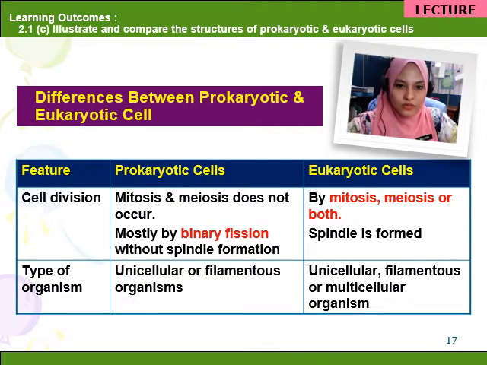Other differences between prokaryotic and eukaryotic cells are in terms of cell division. Prokaryotic cells divide mostly by binary fission, while eukaryotic cells divide by mitosis, meiosis, or sometimes both. And the next difference is the types of organism, where prokaryotic cells consist of unicellular or sometimes filamentous organisms, while eukaryotic cells consist of unicellular, filamentous, or multicellular organisms.